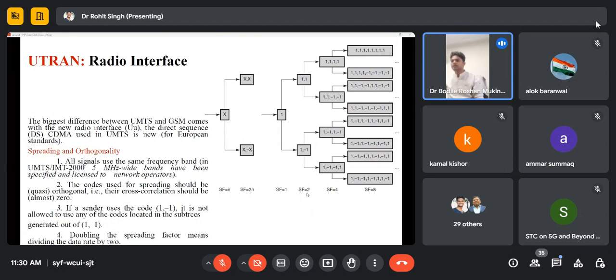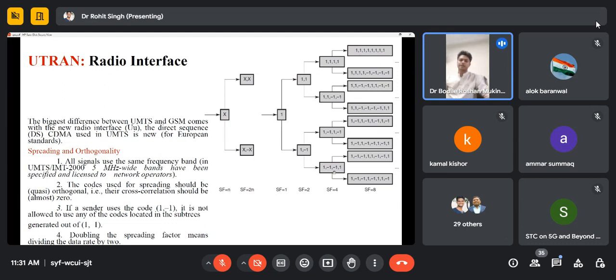So how can you provide a dynamic data rate to a user? For example, one user requires 4 Mbps, another user requires 8 Mbps. Is there any scheme you can adopt from this tree to fulfill the requirements of both users? Any response? Okay, let me answer this question.